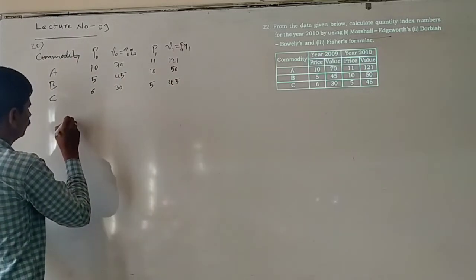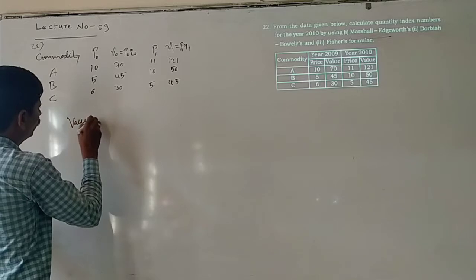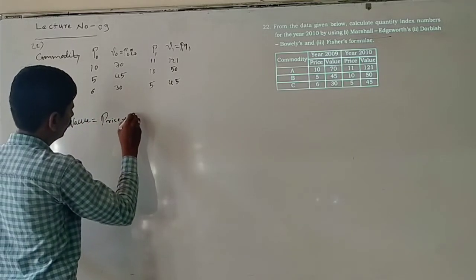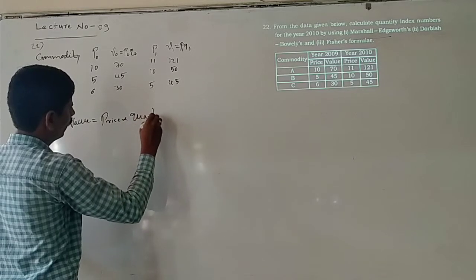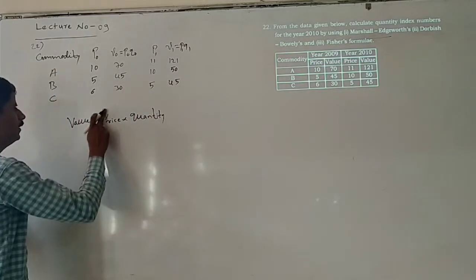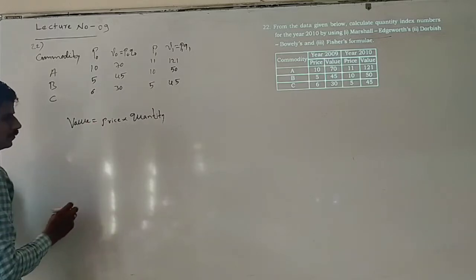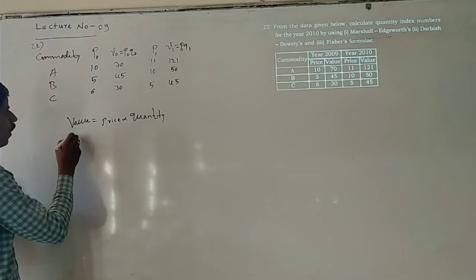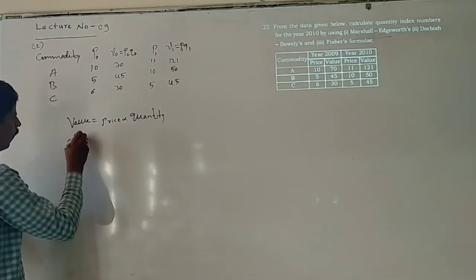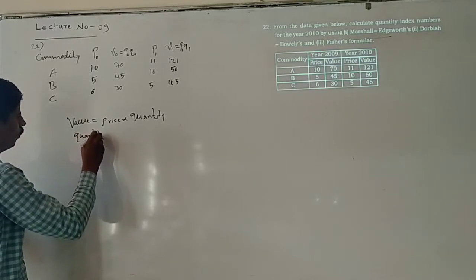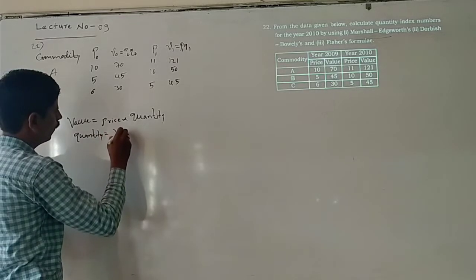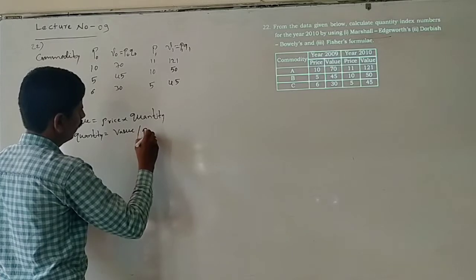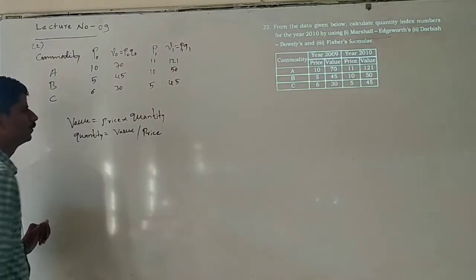Here value equal to price multiplied by quantity. Okay, here quantity equal to value divided by price. Value divided by price.